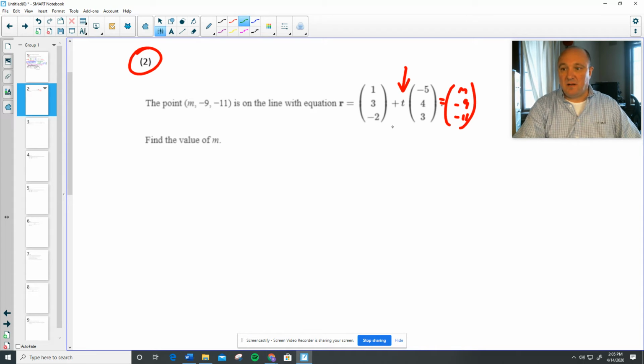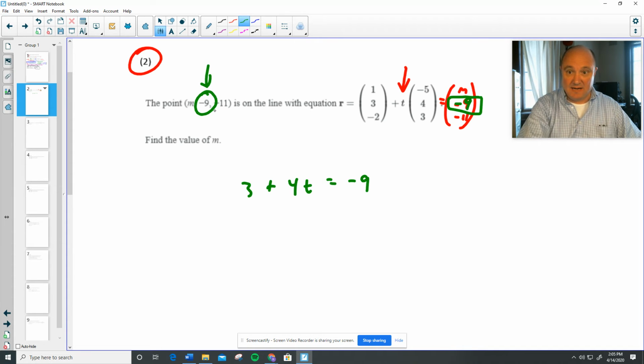So how do I do the math? Well, I'm going to look at my y line. The y line is 3 plus 4t, and that's going to equal -9. If I solve this equation, it's going to tell me what t has to be in order for my y component to be -9. And I know it has to be -9 because they tell me this point is on the line. So subtract 3 from each side: 4t equals -12. t is -3.